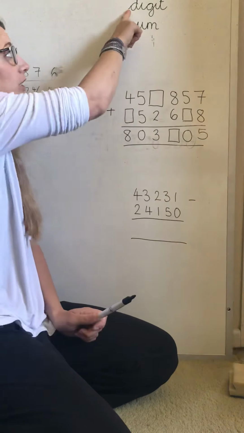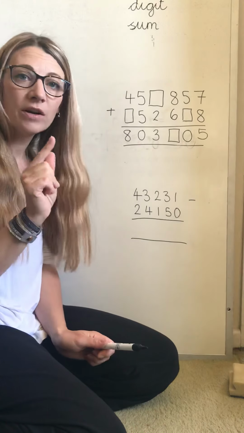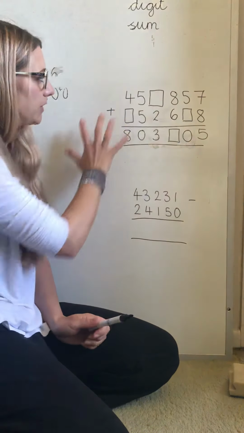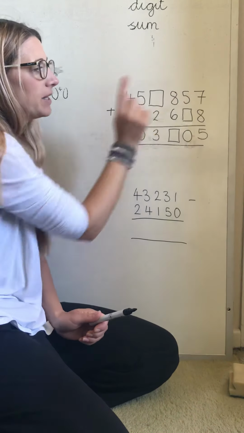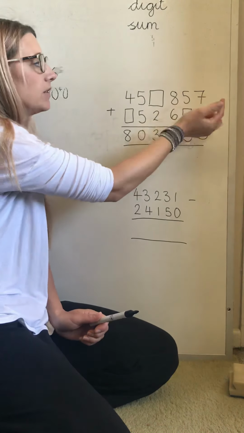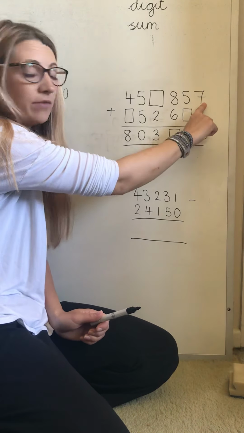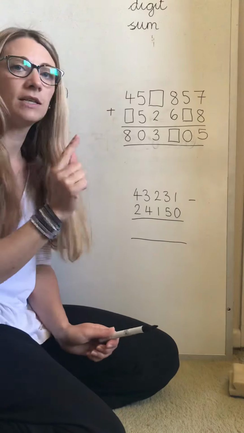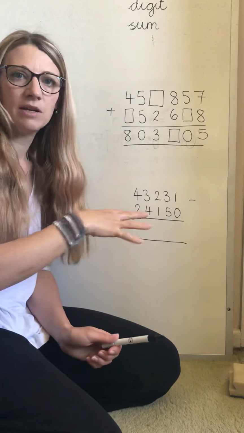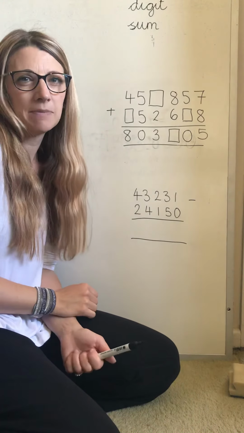So digit refers to one of the numbers in a calculation. So it's not the whole number, the digit is just one of these. So that's a digit there, that's 7 or that's 0. So it's a single number in another number, would be an easiest way to explain it.